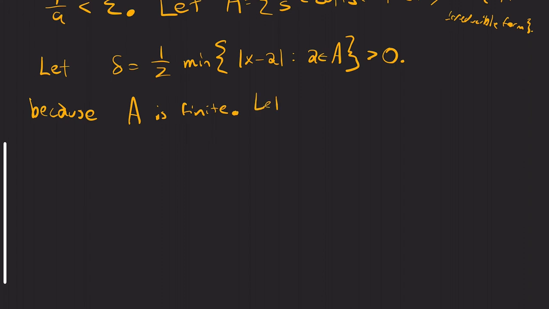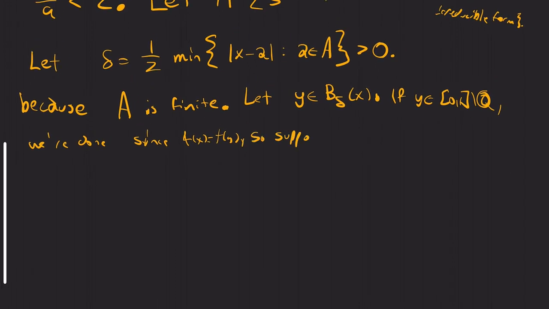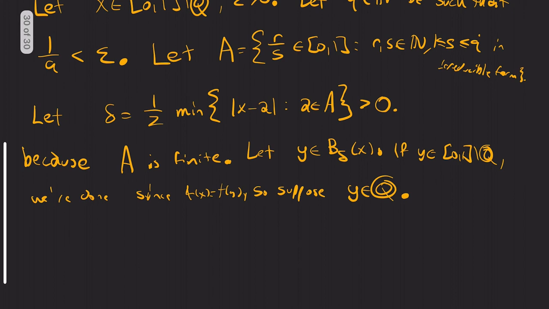So I'm going to claim, so let's take any y in B delta of x intersect the rationals. Or yeah, let's just, okay. If y is irrational, we're done since f of x equals f of y. So let's suppose y is rational. Okay. We know that the absolute value of x minus y is less than delta over 2. That tells us that y can't be in A, because the distance is half that of the minimum.